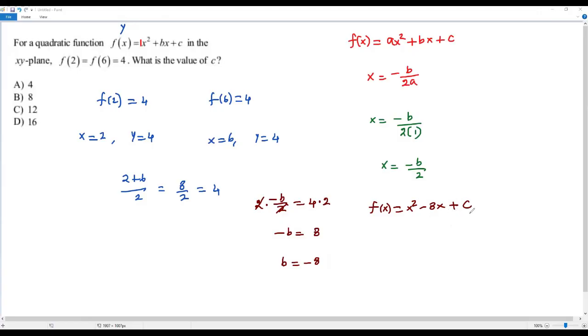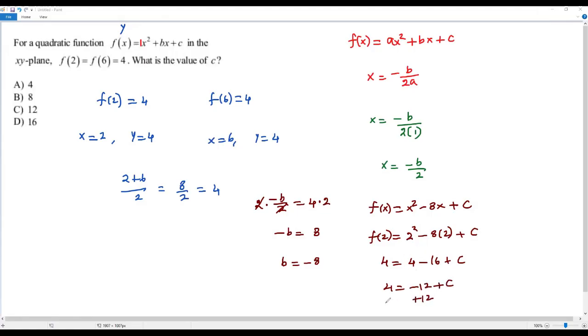Here we can get the value of the constant c by plugging in one of the points of the quadratic function. We know that f(2) = 4. That is, when x = 2, the value of the function is 4. Let's plug in x = 2. Then I'm getting f(2) = 2² - 8 times 2 + c. We know that f(2) is 4, so we plug in 4 for this. The value of 2² is 4. -8 times 2 is -16, plus c. So 4 = 4 - 16 + c, that is 4 = -12 + c.